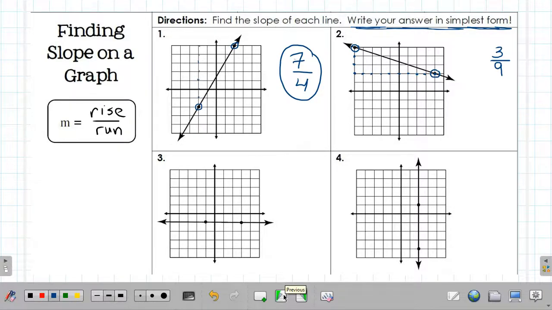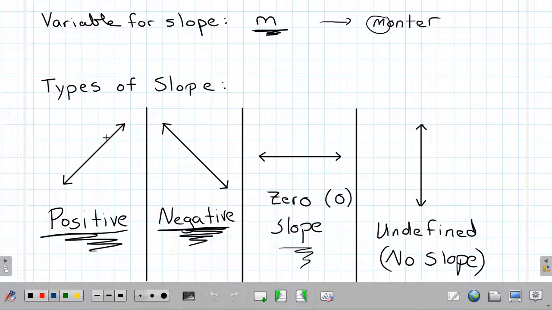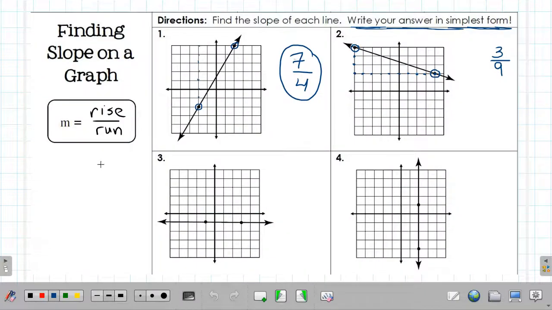But the other thing that I do want to point out is if you look at number 1, look at this line compared to this line. They look pretty similar. So that makes sense that we got a positive 7/4 here as our number. But on this one, we can see this line actually goes down from left to right. So that actually tells us our slope should be negative. So just by the way that this line is, we know that our answer here should be a negative number because our slope is negative.